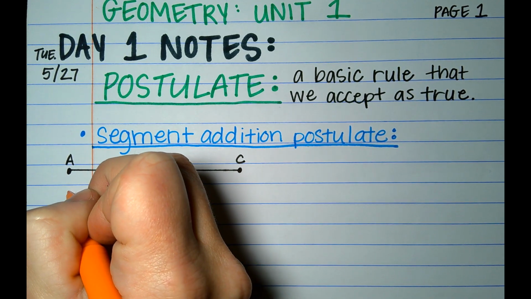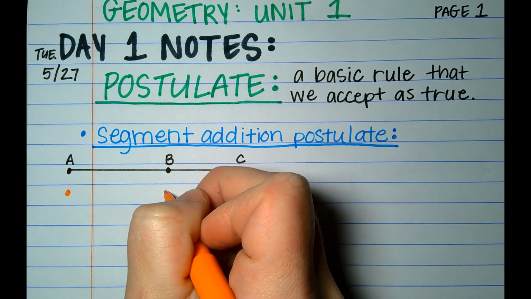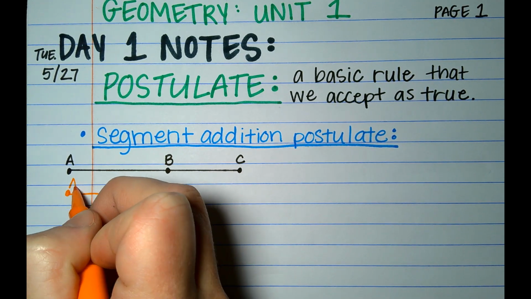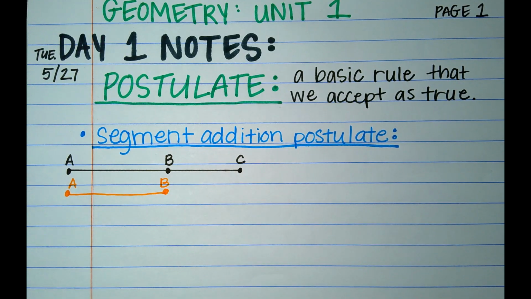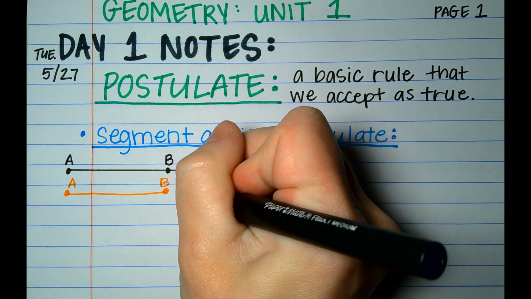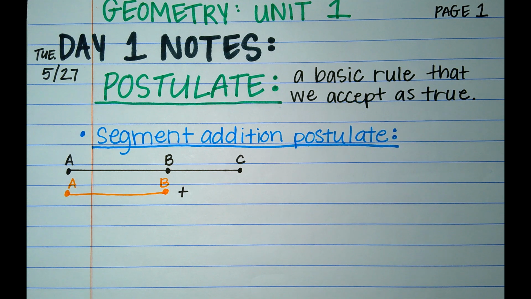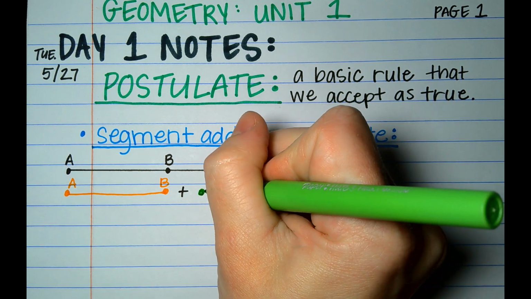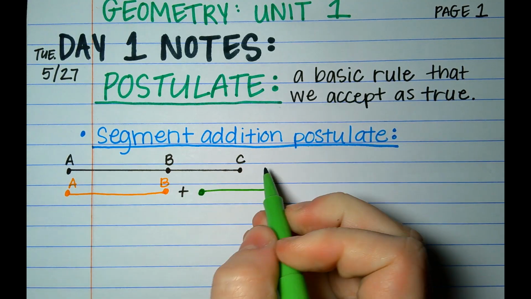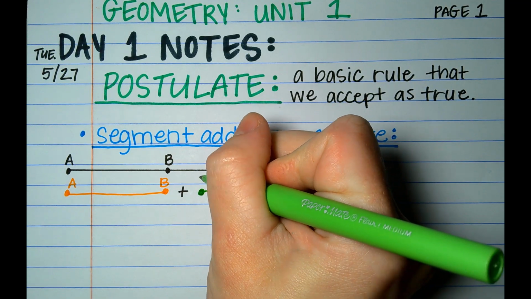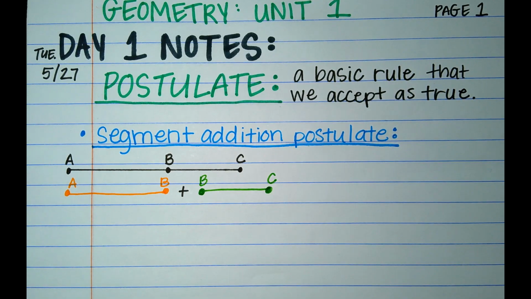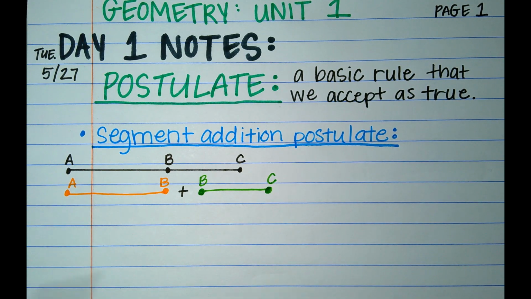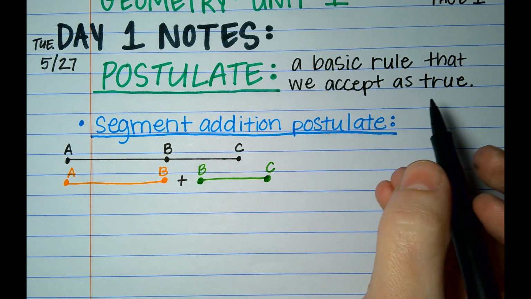Basically, it means that if I add AB plus BC, I should get AC. No, it's supposed to be CA. CA or AC, both will be the same. Both work.